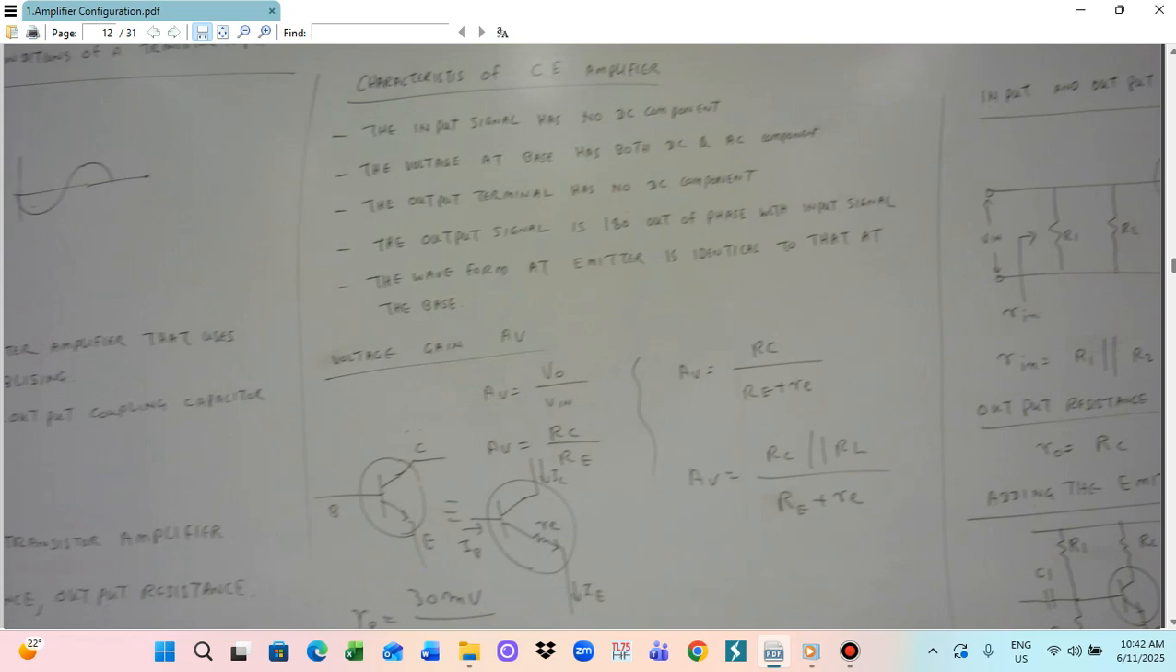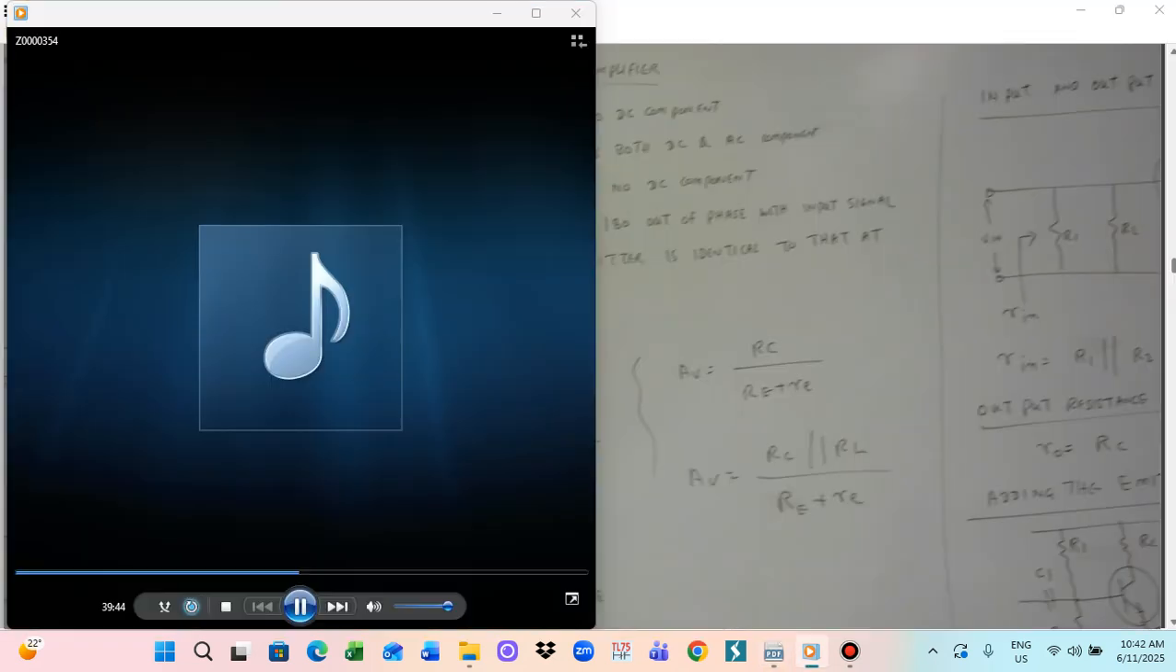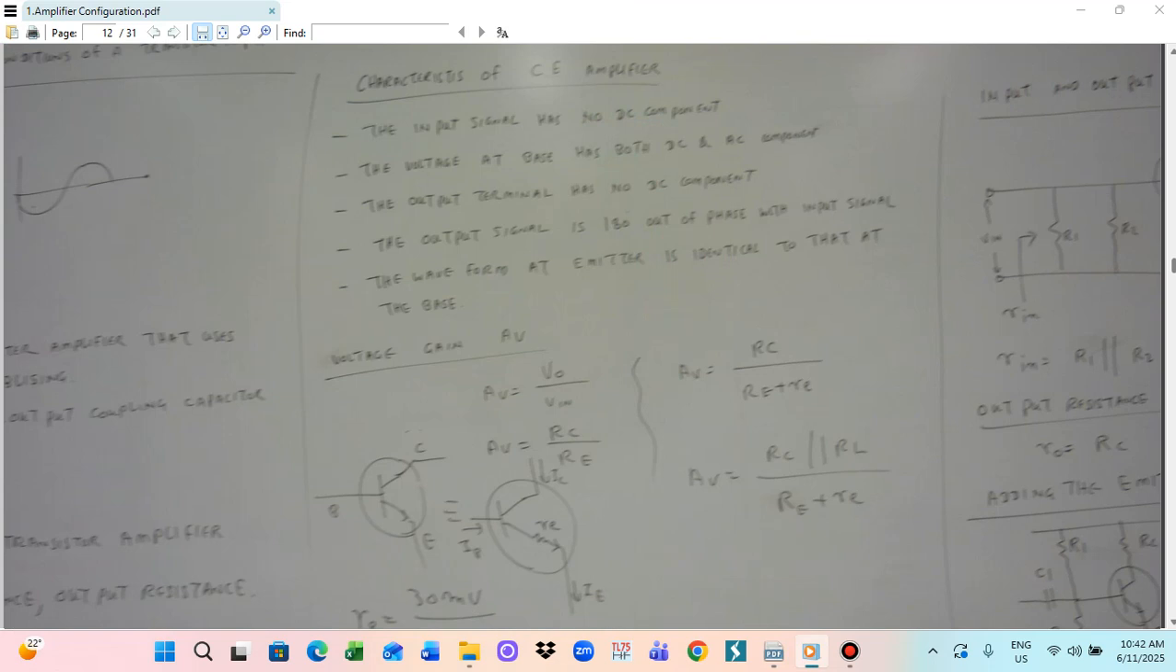The next topic is the characteristic of the common emitter amplifier. Common emitter amplifier characteristic. The common emitter has special properties. So this is a common emitter amplifier, and it has these special characteristics.